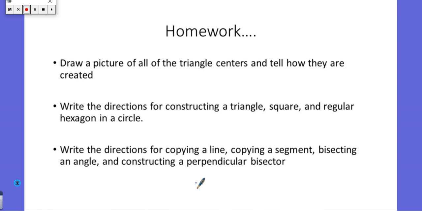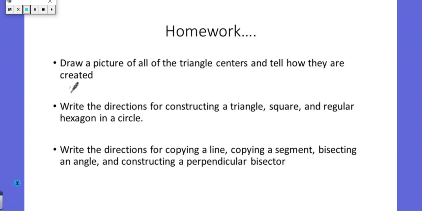Then I want you to write directions for copying a line, copying a segment, bisecting an angle, and constructing a perpendicular bisector. Write down these instructions and try to do them without looking at your notes. This first one I'm going to go ahead and do with you. I want you to try that one without using your notes too, and then go check. You can check your notes or you can check the rest of this video.